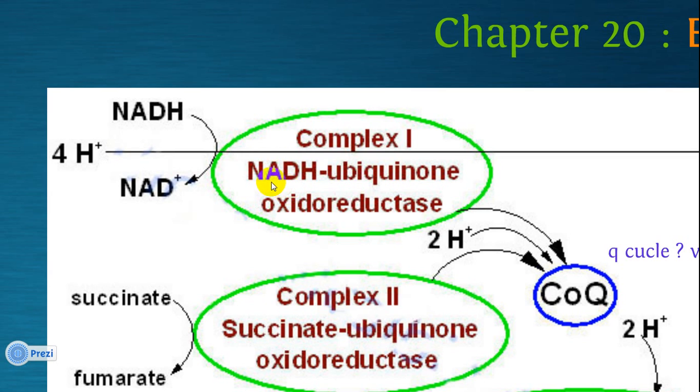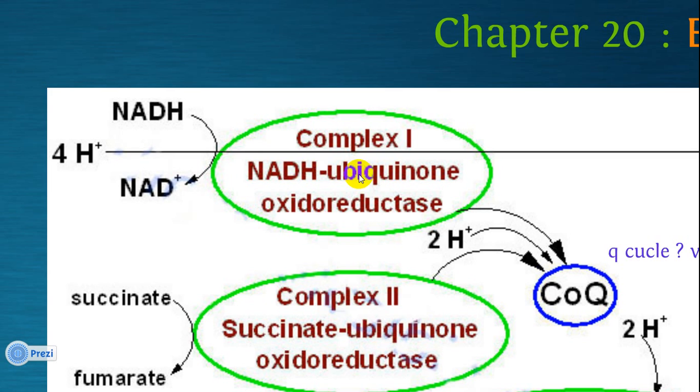What I mean by from? From the place where this complex took the electrons. This complex will take the electrons from NADH. So the first part of its name will be NADH. It will be the from, the part that it will take the electrons from. Now the second part of the complex name is ubiquinone or coenzyme Q.